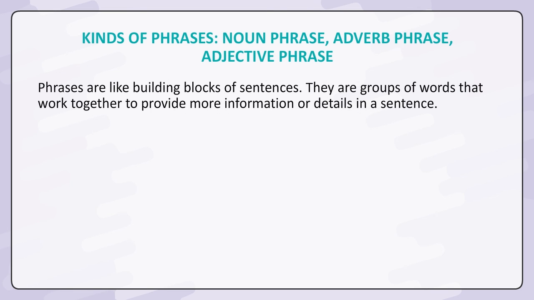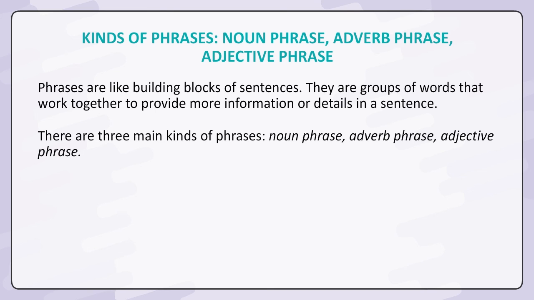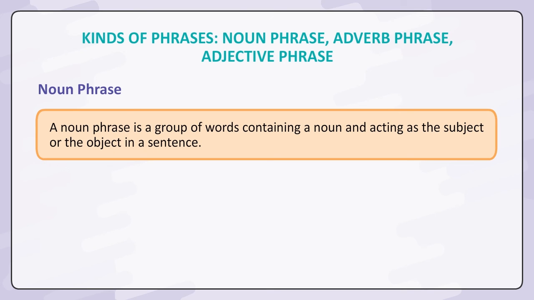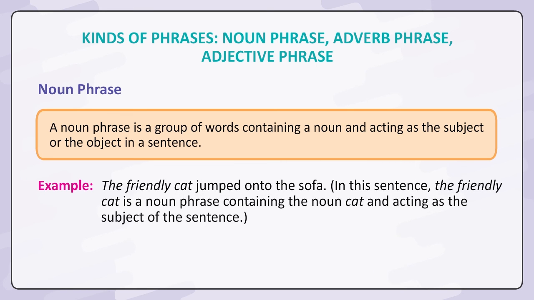Phrases are like building blocks of sentences. They are groups of words that work together to provide more information or details in a sentence. There are three main kinds of phrases: noun phrase, adverb phrase, adjective phrase. Noun phrase. A noun phrase is a group of words containing a noun and acting as the subject or the object in a sentence. Example: the friendly cat jumped onto the sofa.